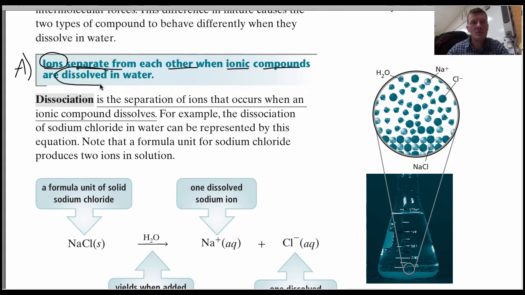So the dissolving process for an ionic compound results in that compound breaking apart into its ions. That process is called dissociation. Associate means you come together, dissociate means you are spreading out, you're breaking apart. Okay? So dissociation is the separation of ions when an ionic compound dissolves.